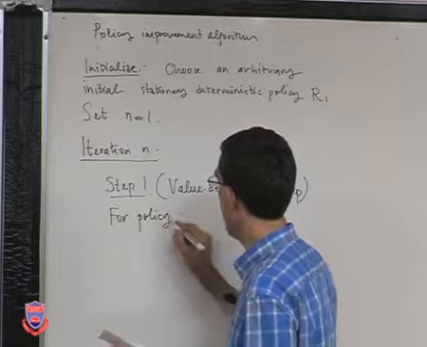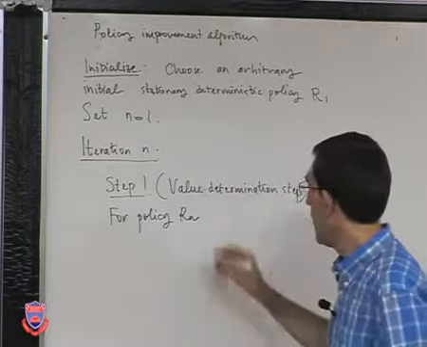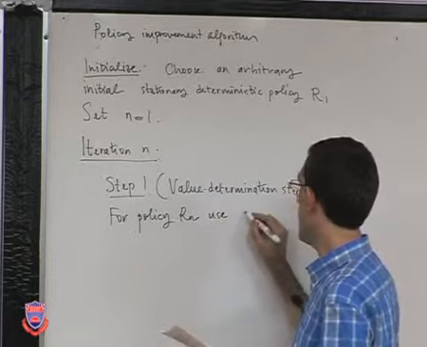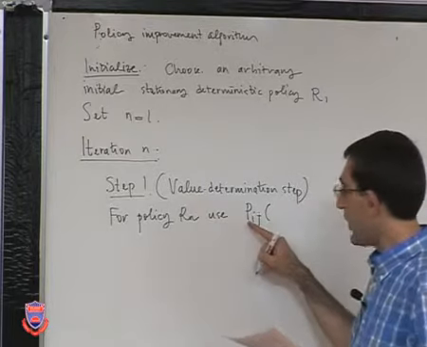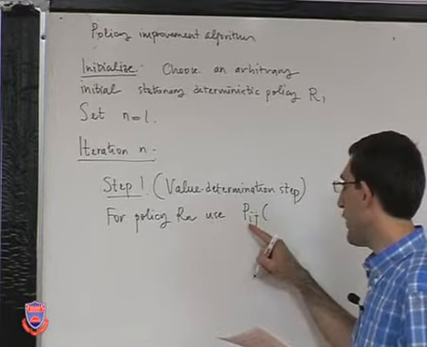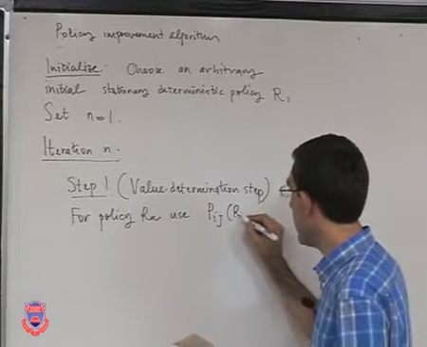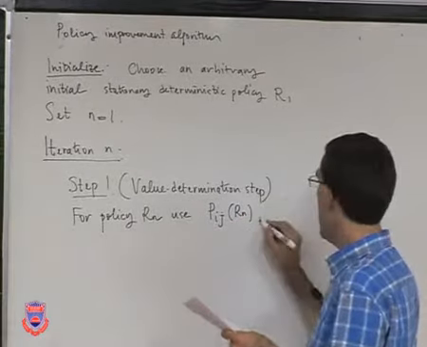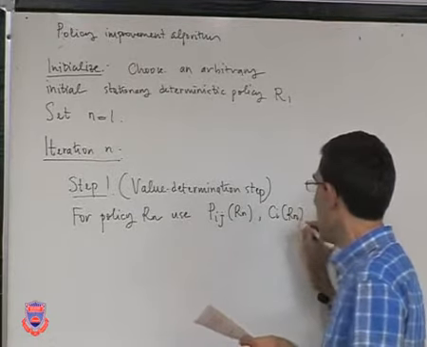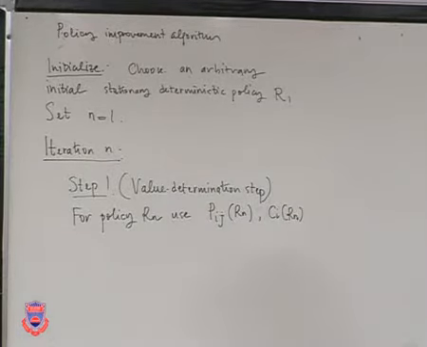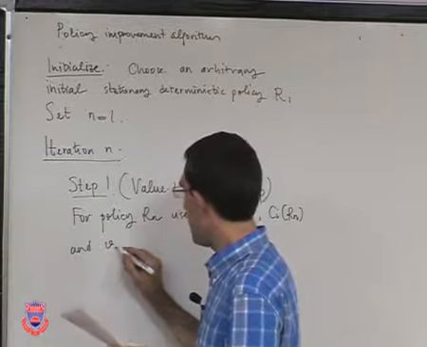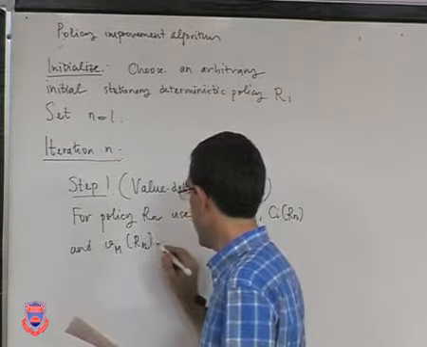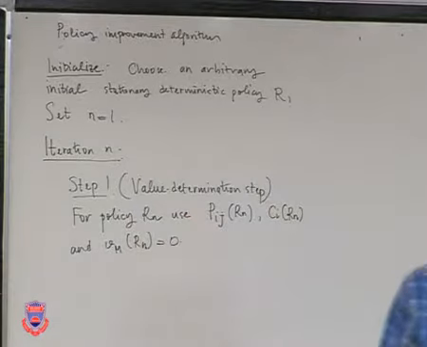Here, for policy Rn, we are going to use all available data, namely the one-step transition probability for going from state i to state j under this policy Rn, and the immediate expected costs incurred whenever we are in state i under policy Rn. First of all, for convenience only, we set the relative value of the last state under policy Rn to 0.